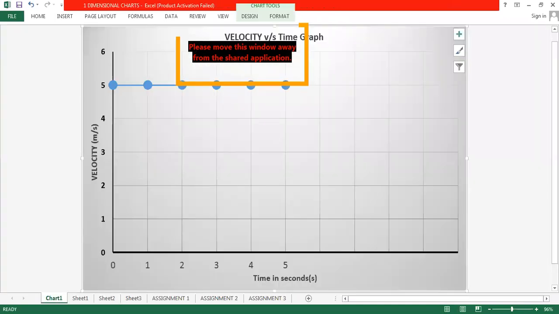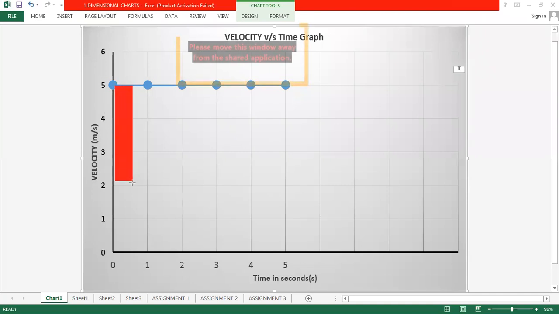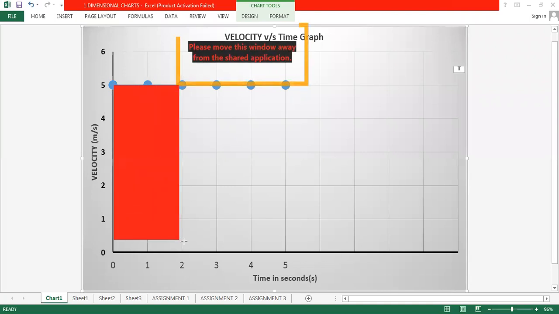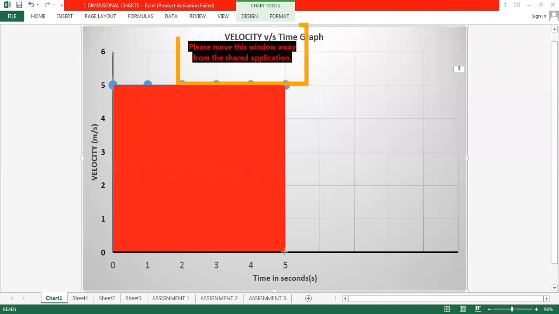Now look at this chart. Look at this chart, class, and find out how much is the area under the line of a velocity time graph. I want all of you to calculate this area. Please calculate this area. How much is this area? Calculate how much is this area. Which shape it is, and accordingly use the formula and find out.